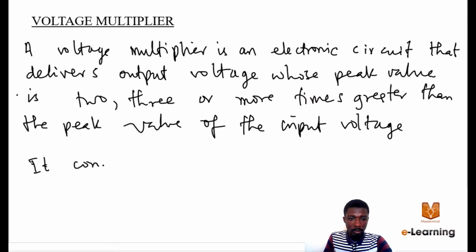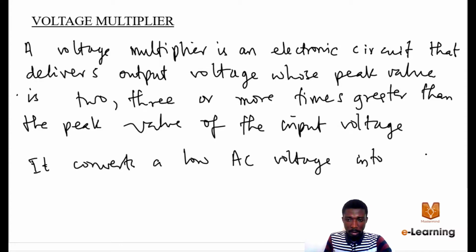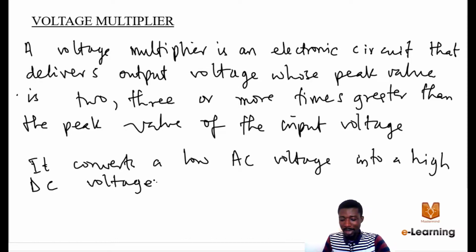It converts a low AC voltage into a high DC voltage. It is an AC to DC converter made up of diodes and capacitors that produce a high DC voltage output from a low AC voltage output.